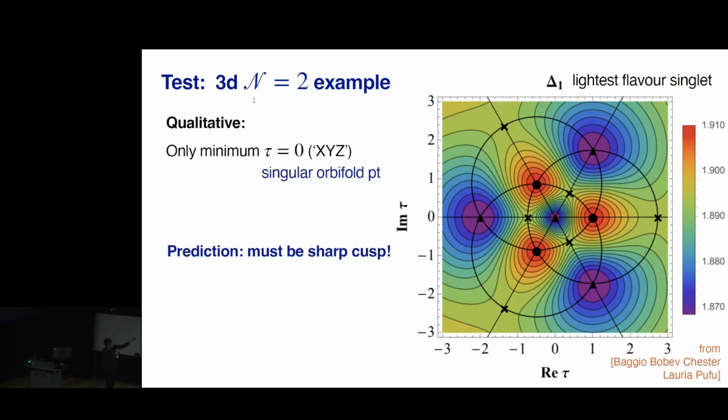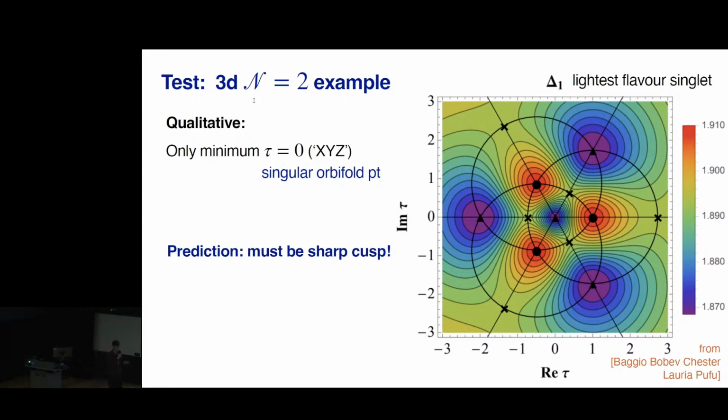So here is their plot for the lightest flavor singlet dimension. And qualitatively, it looks like this is in tension with what I said, because this function has a minimum at tau equals 0, and its images under duality. But that's actually a singular orbifold point. It's a corner of the fundamental domain.